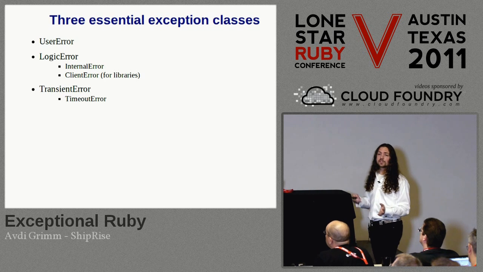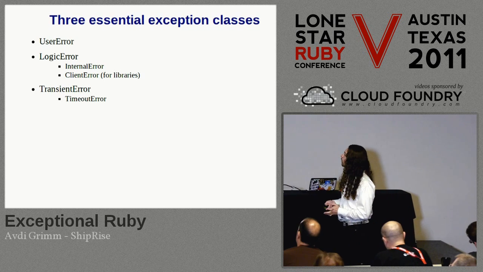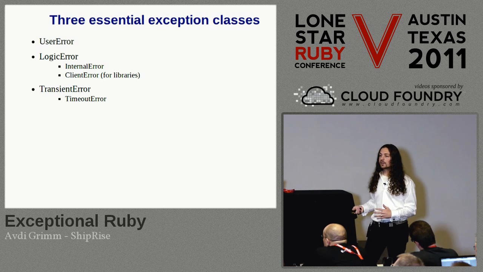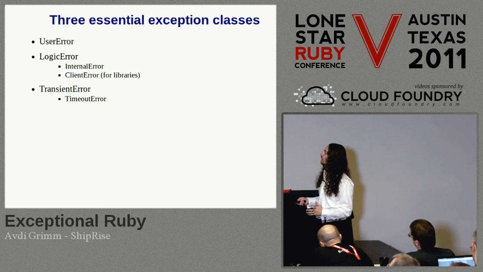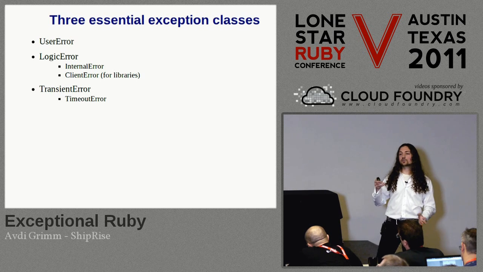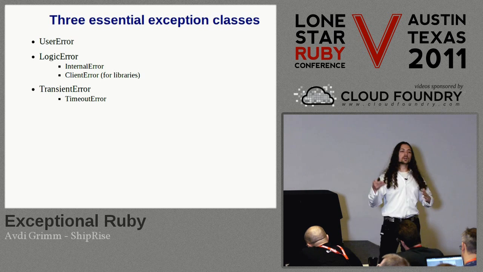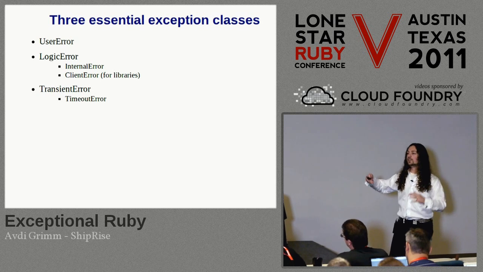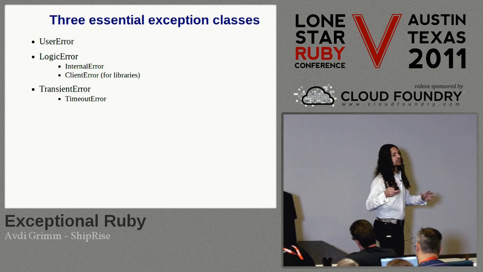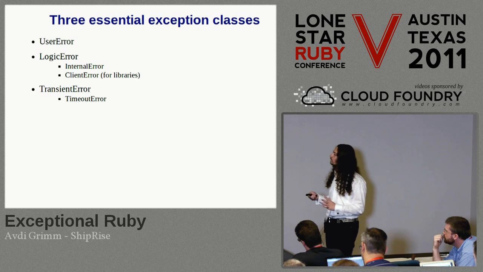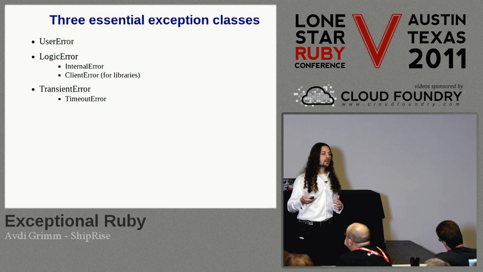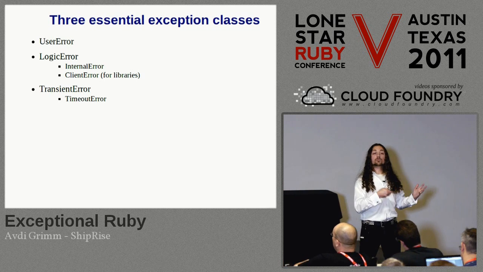So working backwards from that, we get three main exception classes: user error, logic error, and transient error. I find that these pretty much give me the categories that I need for most programs as far as switching on. On a user error, I want to present the user with some sort of message about what they did wrong. On a logic error, I want to report that there's a bug in the program. And on a transient error, I might want to do some kind of retry logic.